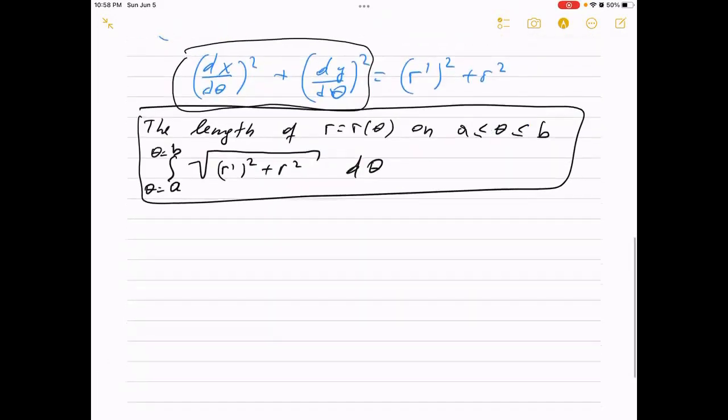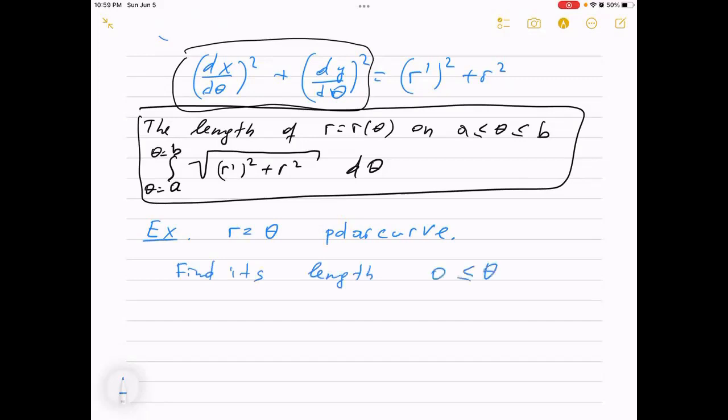Let's try to use it. Example. If we have the polar curve r equals theta, what we want to do is find its length between 0 and 2 pi. If you like, you can visualize the picture of what is going on. We have r equals theta.